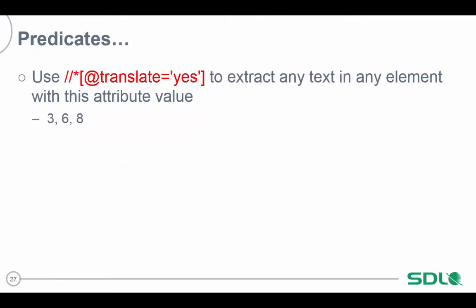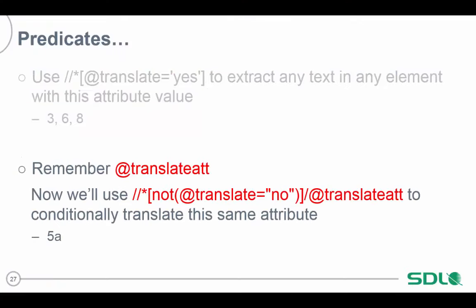If I move to the next one, if we just remember what we did before with translate @, where we just found the value of translate @, what I'm going to do now is take an example where I use a condition to conditionally translate that same attribute of translate @. To do that, I'm going to use @translate equals no, but inside a bit of syntax where I'm saying not @translate no.